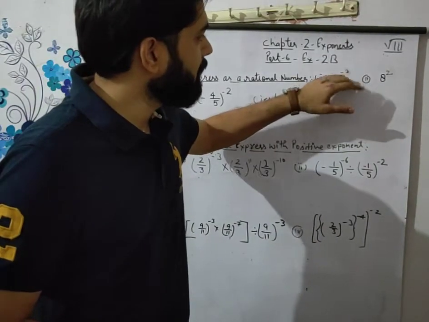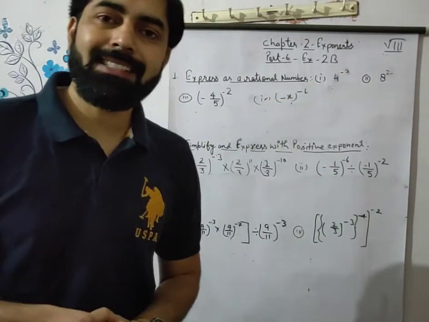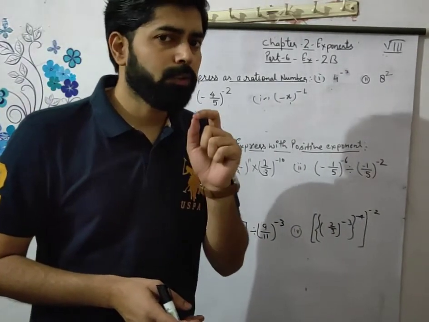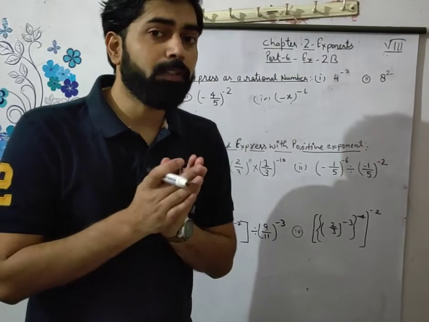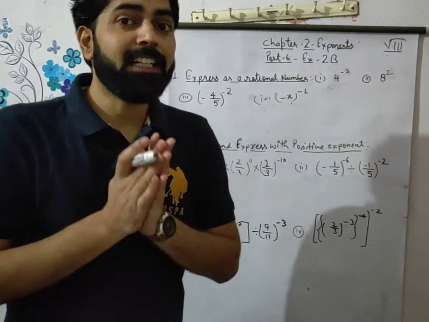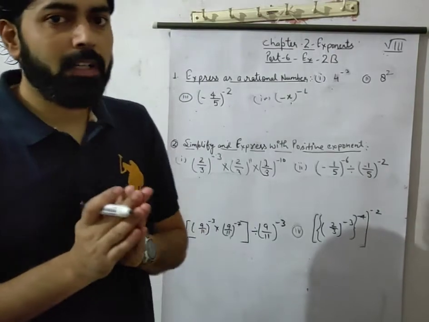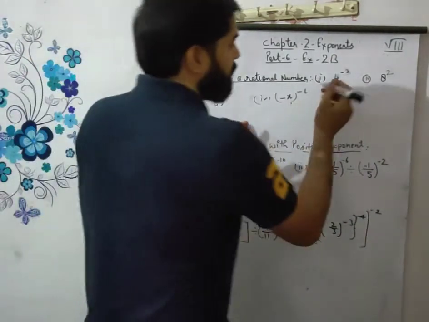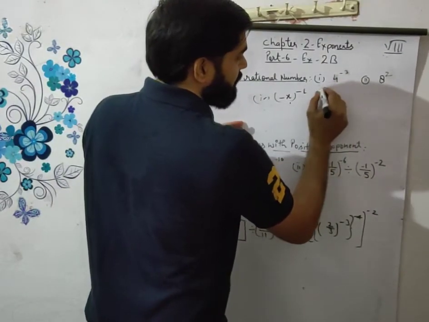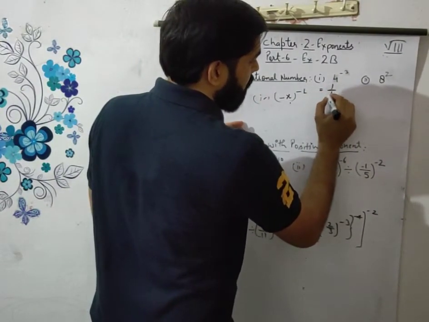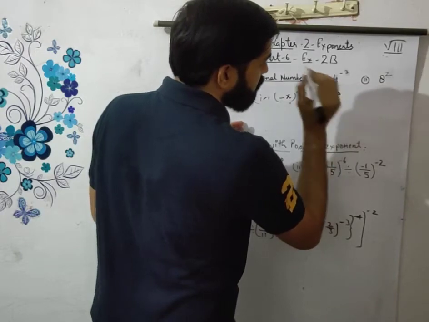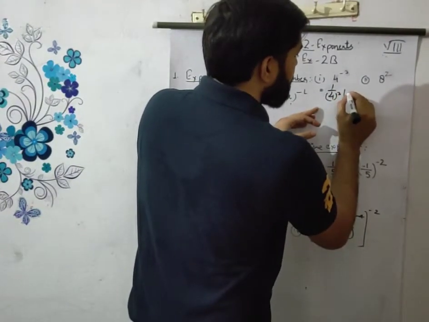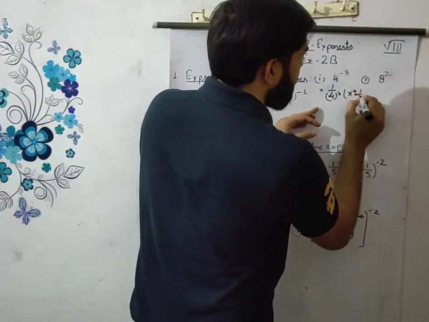So look here, what is given? 4 raised to the power minus 3. The power is given in negative form, so we can apply the negative exponent rule. We can write 4 to the power minus 3 as 1 upon 4 raised to the power 3, because x to the power minus n is equal to 1 upon x to the power n.